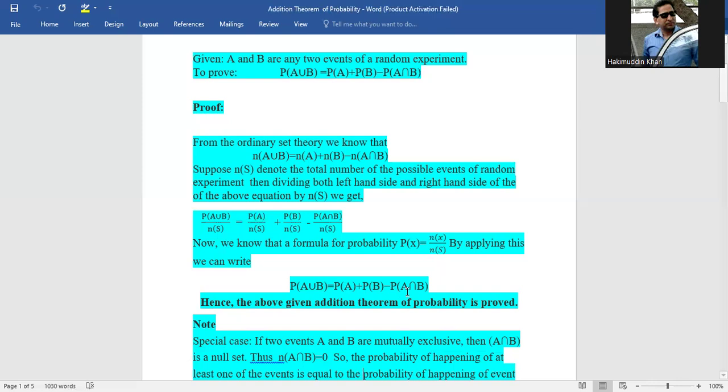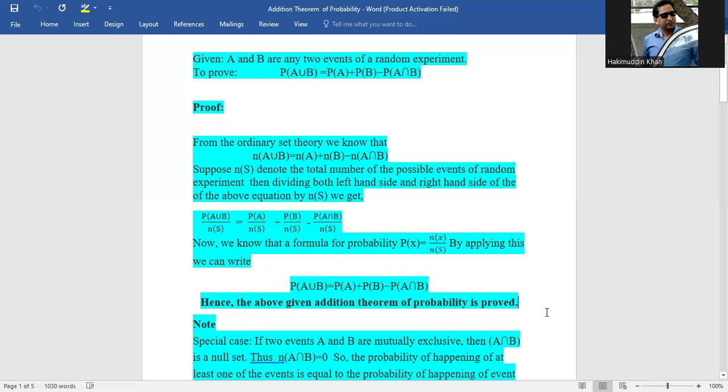Guys, I hope you understood that P of X is equal to N of X by N of S. Do you remember the favorable number of outcomes here for any event? Okay, so N of X is the favorable number of outcomes for any event, and N of S is the total number of outcomes. So when we divide by N of S and write down the values of P of A, P of B, or P of A intersection B, we can write P of A union B is equal to P of A plus P of B minus P of A intersection B. Hence, the given addition theorem of probability is proved.